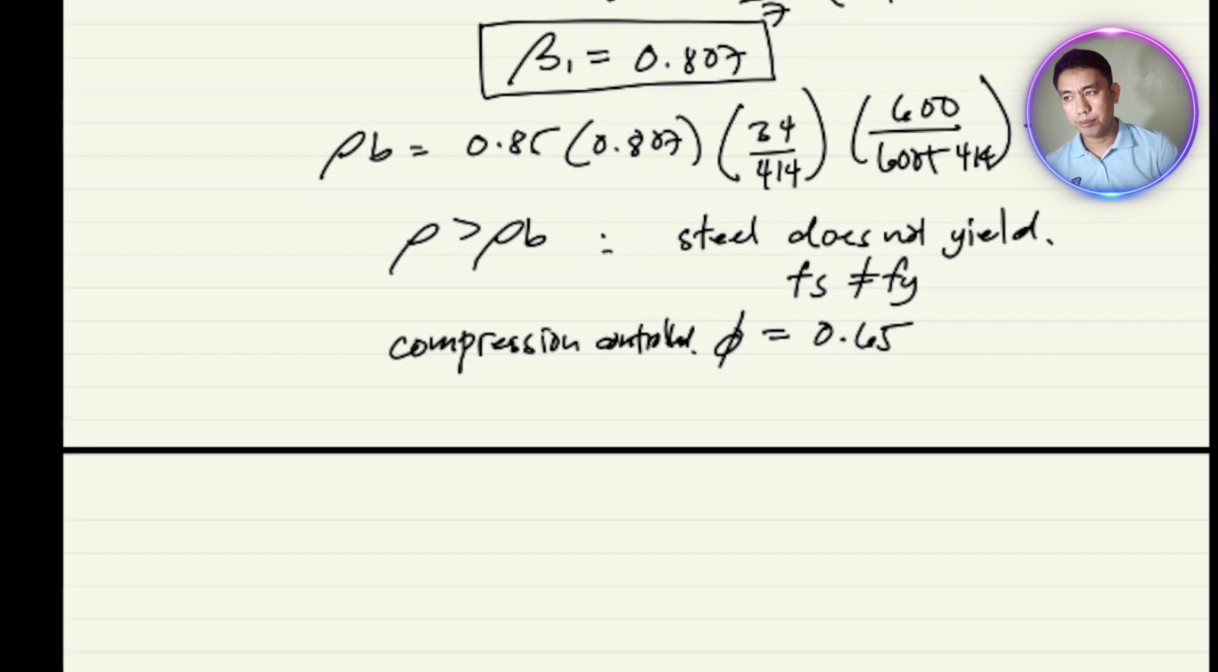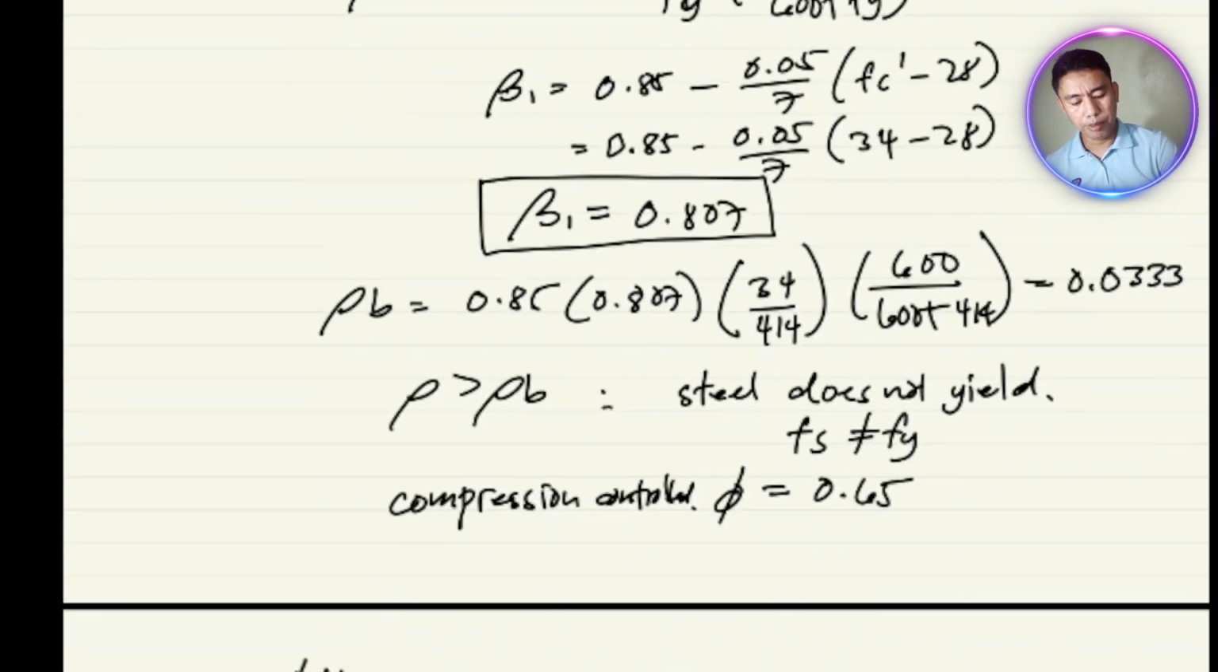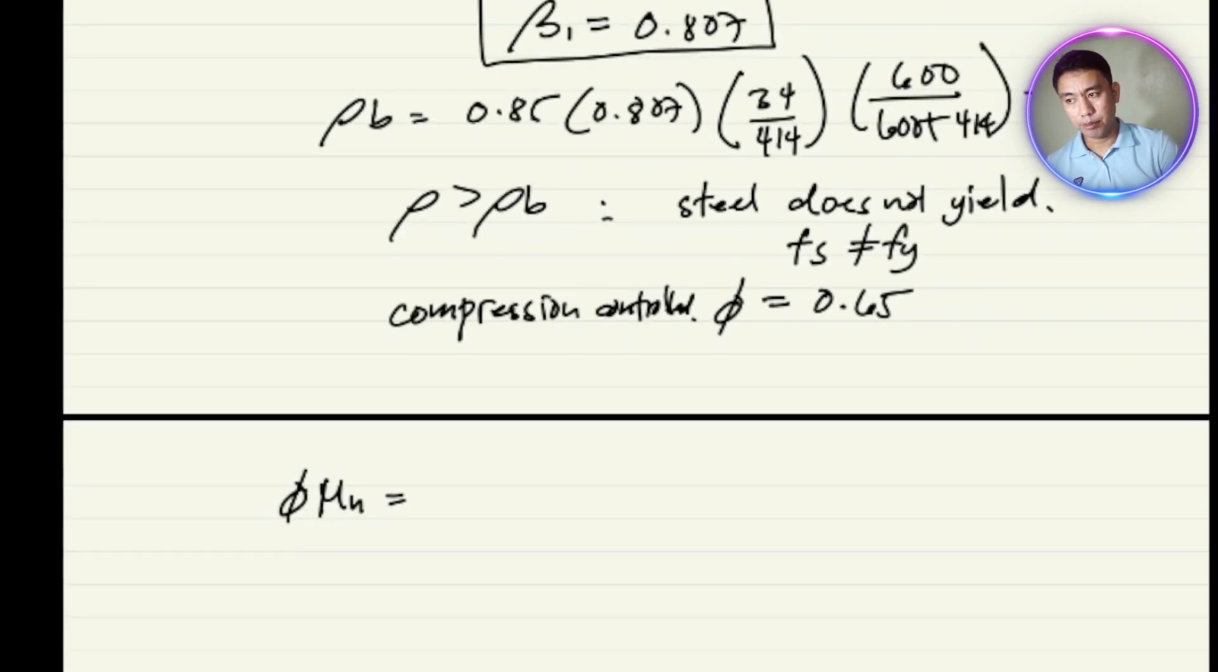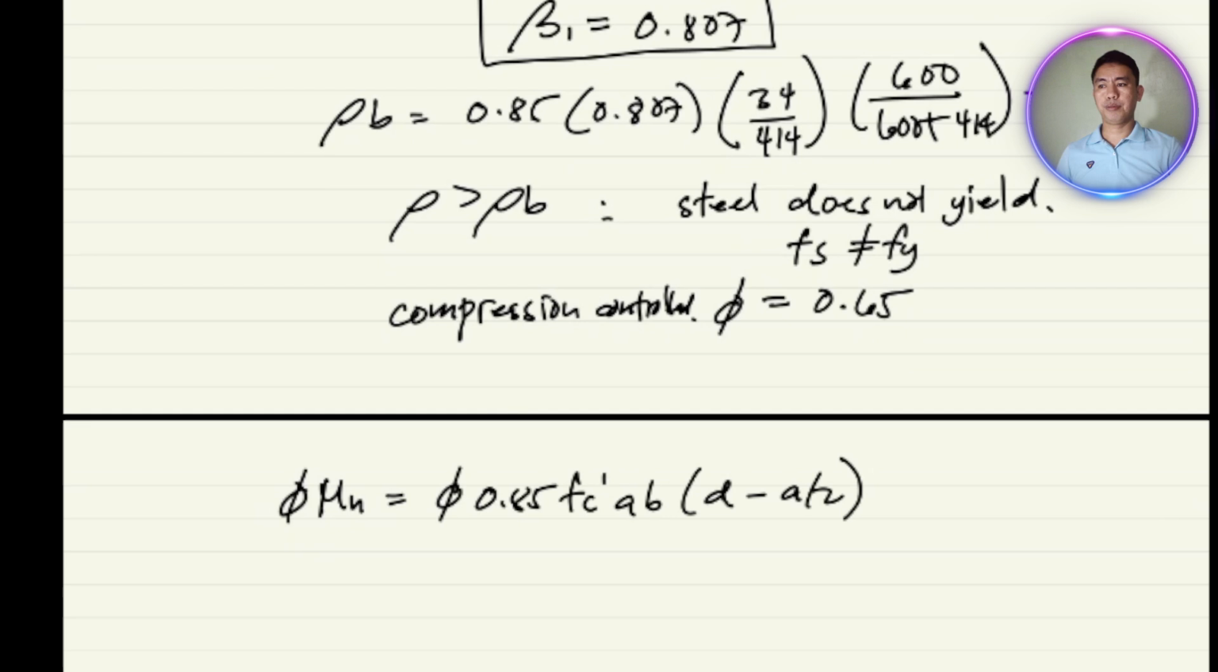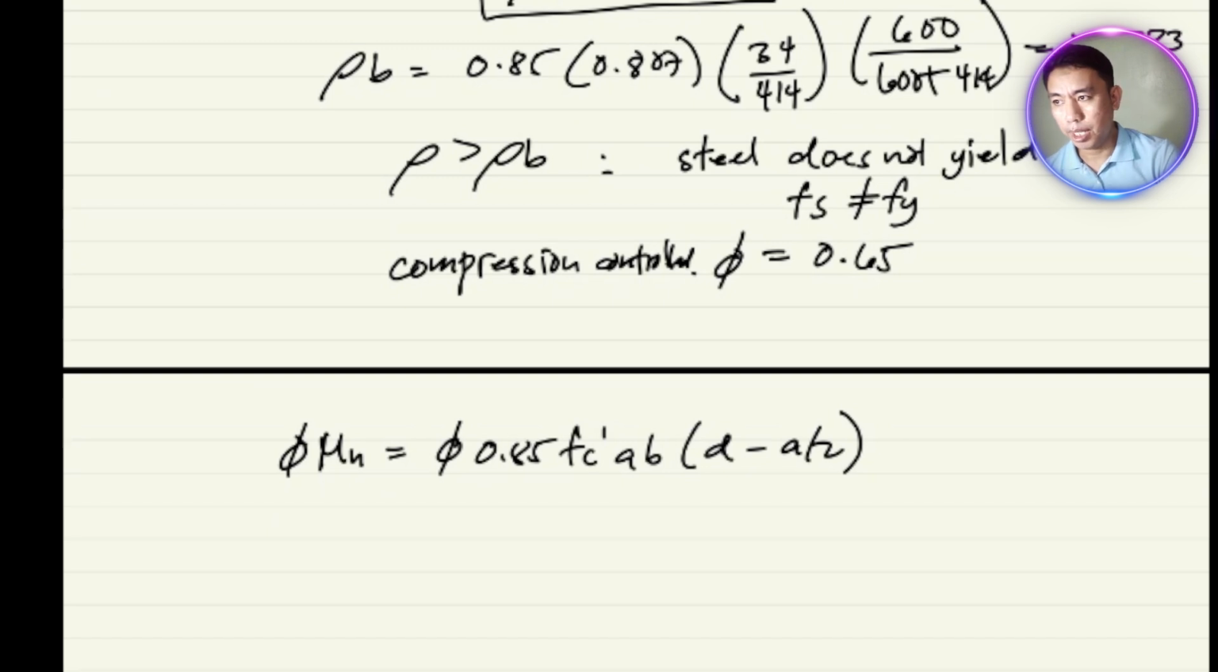Okay. So actually we can have the formula for phi Mn, kasi ang hinanap is Mu. Mu is equal to phi Mn. Meron tayong formula na phi times 0.85 fc prime ab times d minus a over 2. Okay, but we do not have the value of a here, so we need to solve for a.